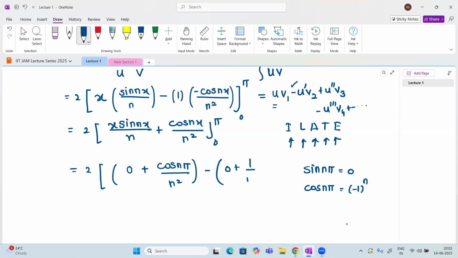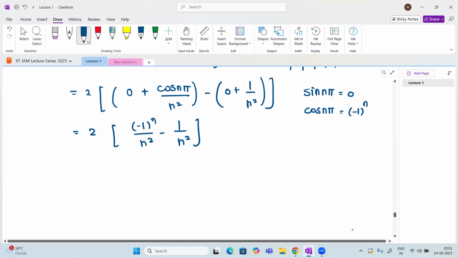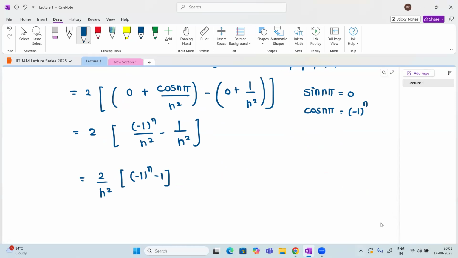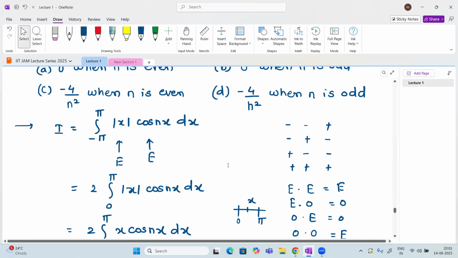Cos 0 is 1 by n square. Cos n pi is minus 1 raised to n. So it will be minus 1 raised to n upon n square minus 1 by n square. Both of them have the same denominator. You can take it common here. So you will get 2 by n square times minus 1 raised to n minus 1. Getting? Yes, sir.